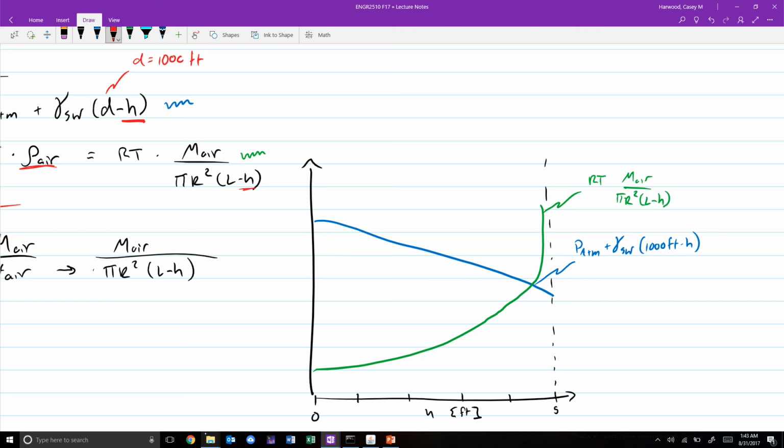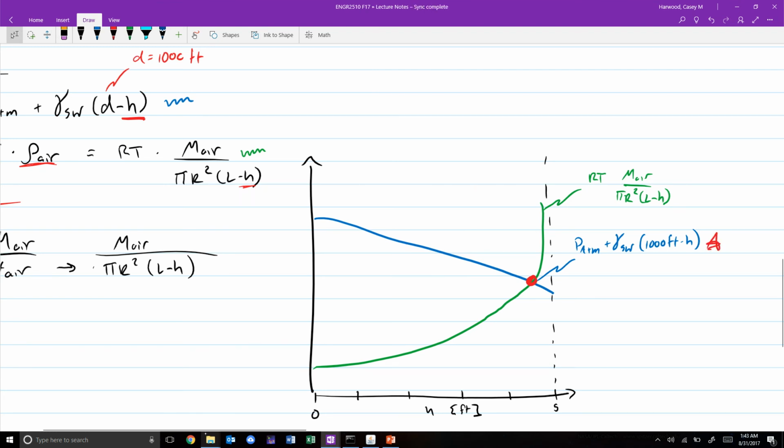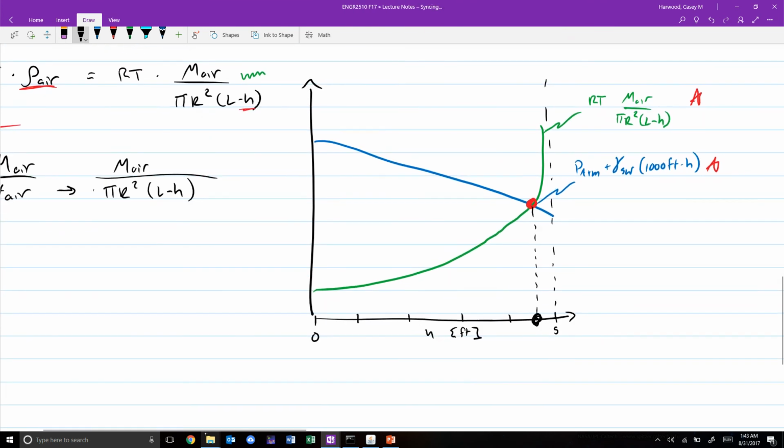So the point at which these two lines cross, right, is the point at which the pressure due to the hydrostatic pressure distribution in the seawater balances with the gas pressurization that we've attributed to the ideal gas law, right? So we just simply find that point where they intersect and project down, and here we have h at D equals 1,000 feet.